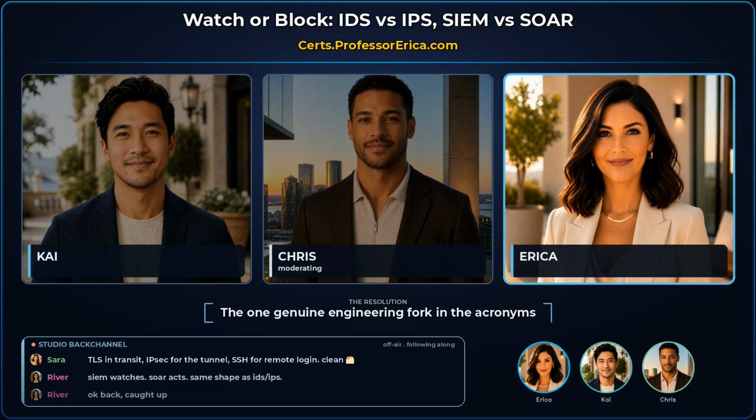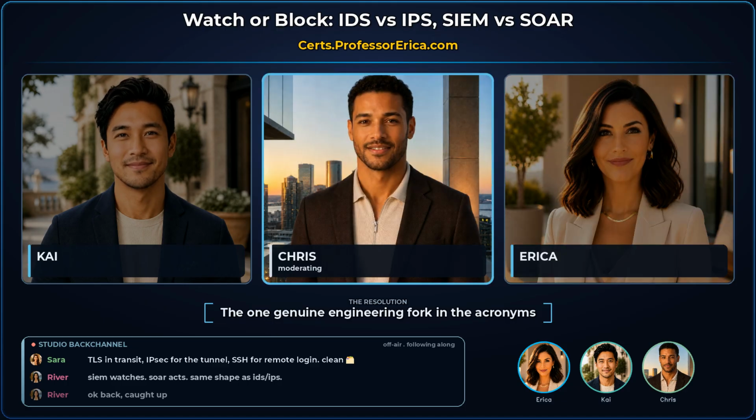And the protocol names in this family follow one theme: secure the channel. TLS protects the web and email in transit, IPsec builds the VPN tunnel, and SSH is your encrypted remote login. DDoS is the attack they all brace against. Same family, same job, keep the data safe on the wire. Operations family, settled and settled honestly.